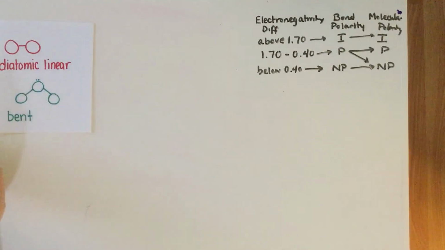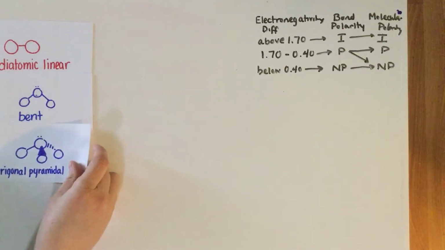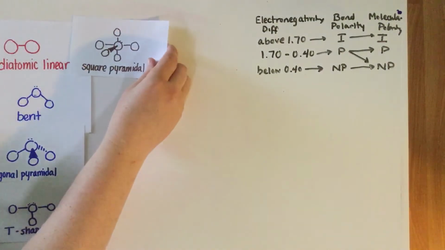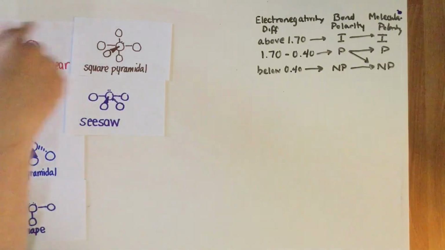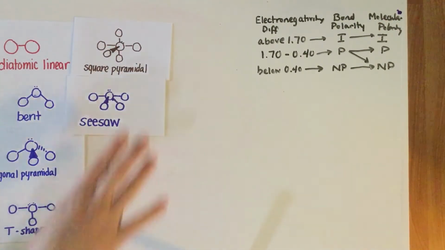Similarly, the bent shape, regardless of whether it has 1 pair of dots or 2, the trigonal pyramidal shape, the T-shape, the square pyramidal shape, the seesaw shape, all of these shapes are going to be polar if there are polar bonds. So if there are polar bonds, there are dipoles. Those dipoles cannot cancel because of the geometry of the molecule, because the bond angles are not all identical. These molecules, if they have polar bonds, will be a polar molecule.